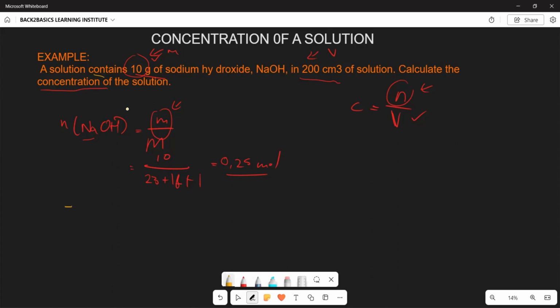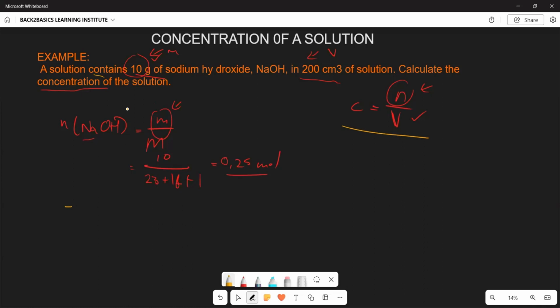Now let's see what else we can do. As soon as we have the mole, the second part is that we can calculate our concentration. But for us to calculate the concentration, we need to start here. What volume does this particular solution occupy? They said it occupies 200 centimeter cubed of solution.